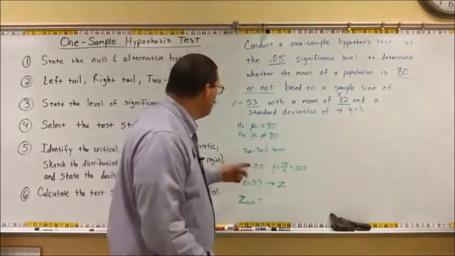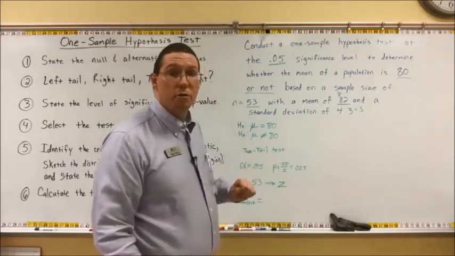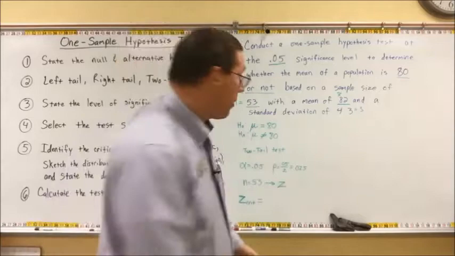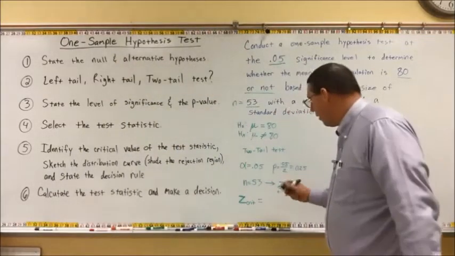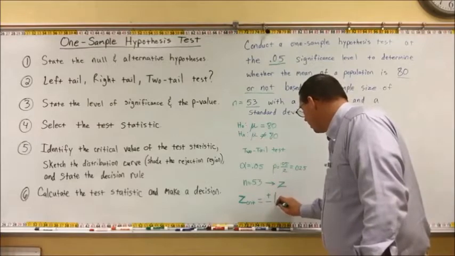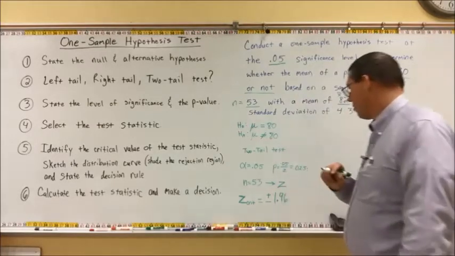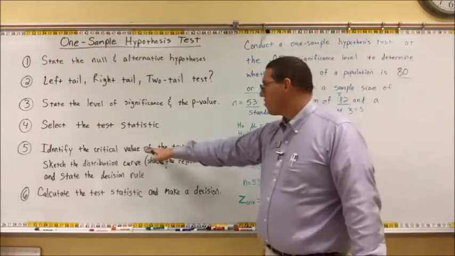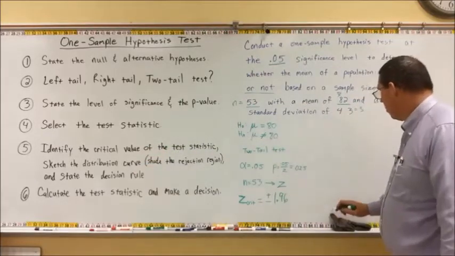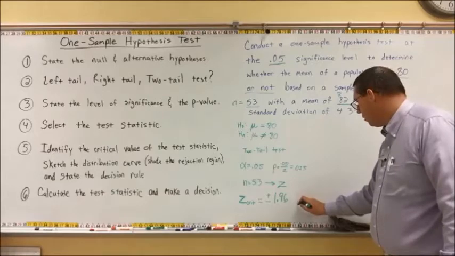But this is a two-tail test. And because it's a two-tail test, we're going to do plus or minus 1.96. So our critical z-values are plus or minus 1.96. Okay? That's the first part of step five. Now we're going to sketch the distribution curve. Let's go ahead and sketch that maybe right down here.